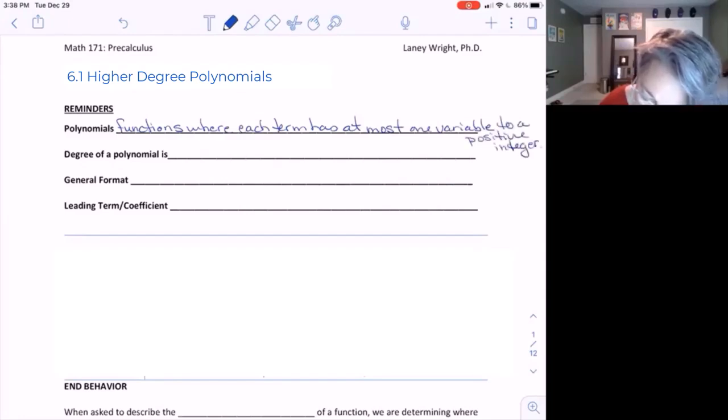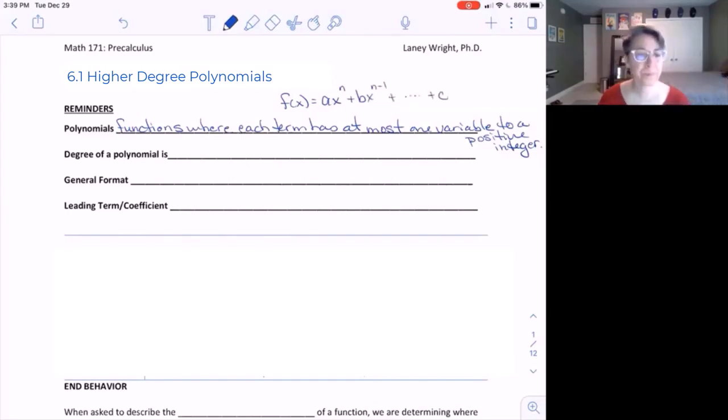Where you got it written? There you go. Now, polynomials can be written in this form, where f of x equals ax to the n plus bx to the n minus 1 plus all the way out to some constant.